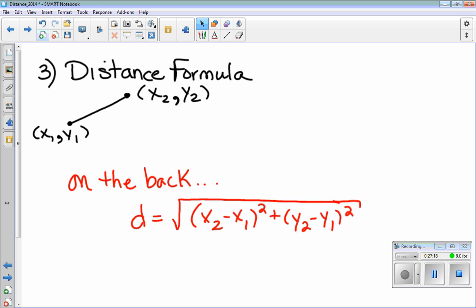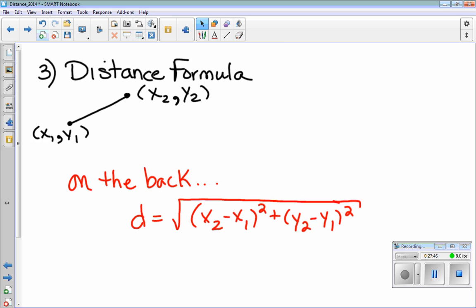Notice you subtract the x's, you subtract the y's. When do I add the x's and add the y's? Midpoint. So midpoint I'm adding, distance I'm subtracting them. Then I'm squaring, adding the squares and square root. Whew. I don't know about you, but Pythagorean theorem seems a lot easier to me. Pythagorean theorem is easier to me than this. A squared plus b squared equals c squared.